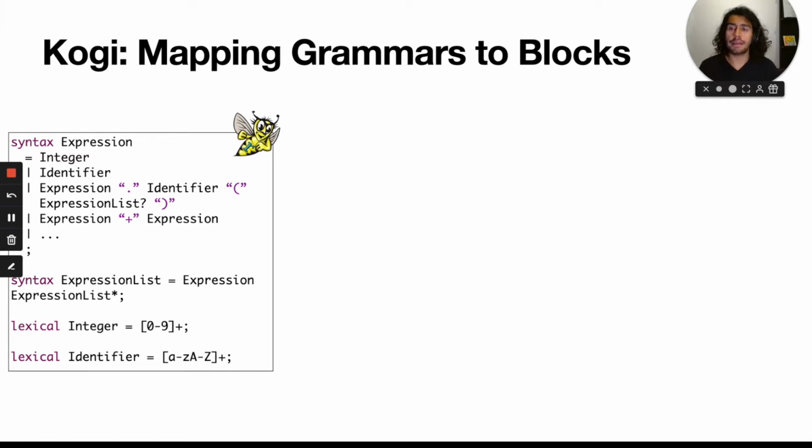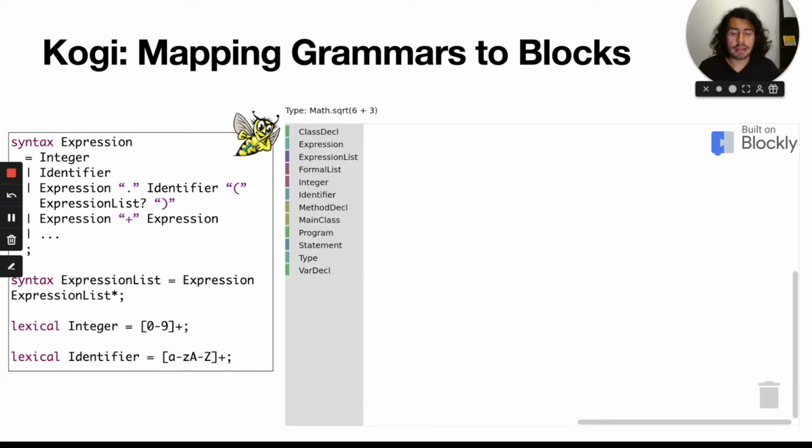On the left-hand side, we can have a look at a grammar for MiniJava. We use this grammar to generate a block-based environment using Kogi. And this is the resulting block-based environment. Now let's have a look at how these environments work.